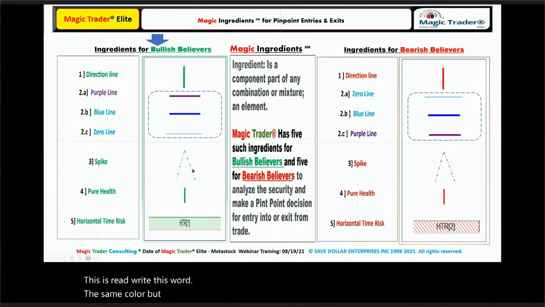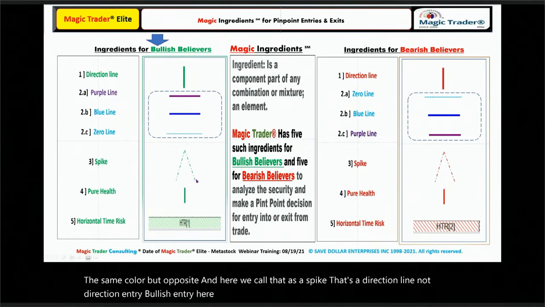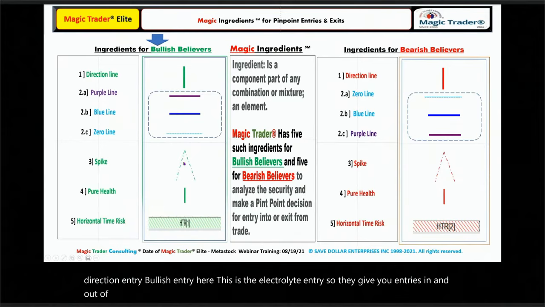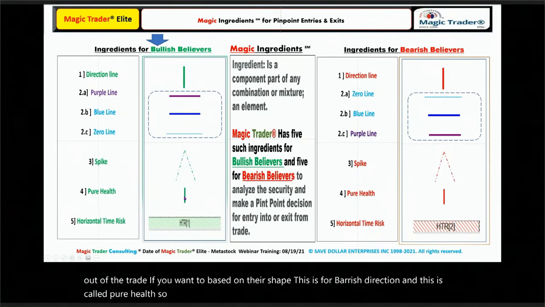And here we call that a spike. That's a direction line, not direction, entry, bullish entry here. This is the direction line, entry. So they give you entries in and out of the trade if you want to, based on their shape. This is for bearish direction. And this is called pure health. So if the health is good, we're good.